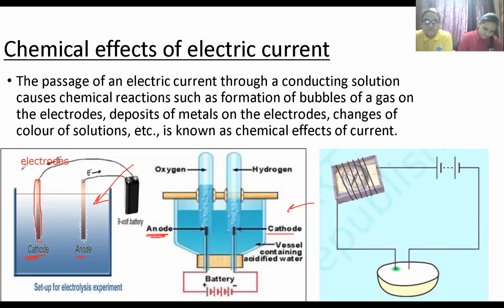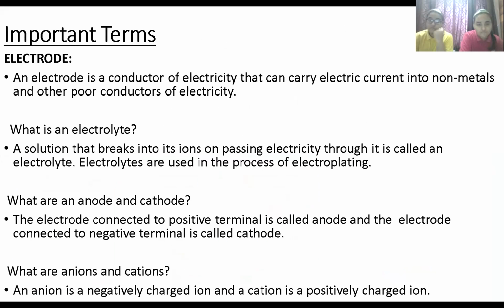Collectively, the common name is electrode, meaning any metal that is dipped inside the solution through which the conduction is taking place. Now the solution through which the electric current can pass, these solutions are known as electrolyte. I'm explaining this to you over here. First you understood the electrode. What is electrolyte? The solution that breaks into its ions on passing electricity through it is called electrolyte.